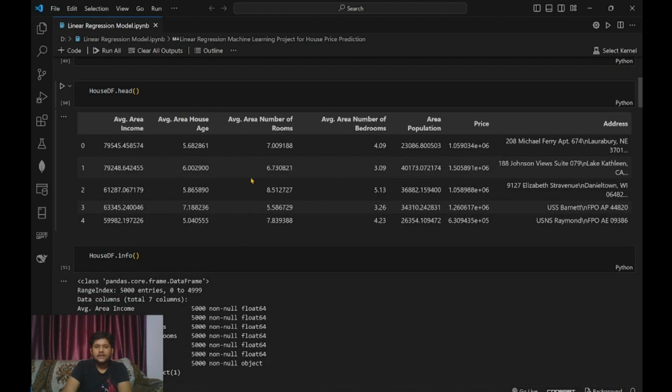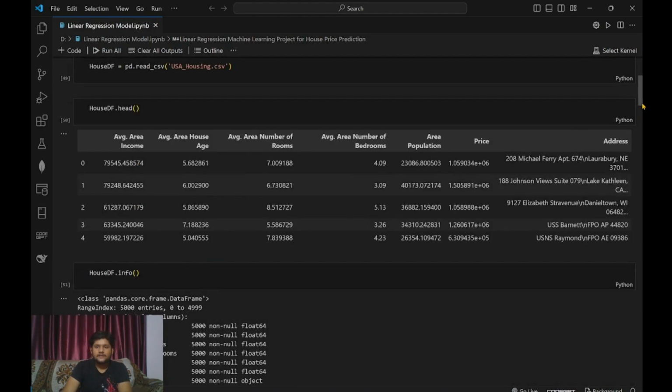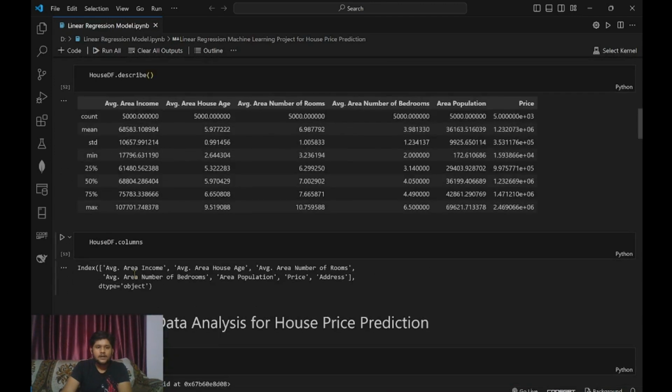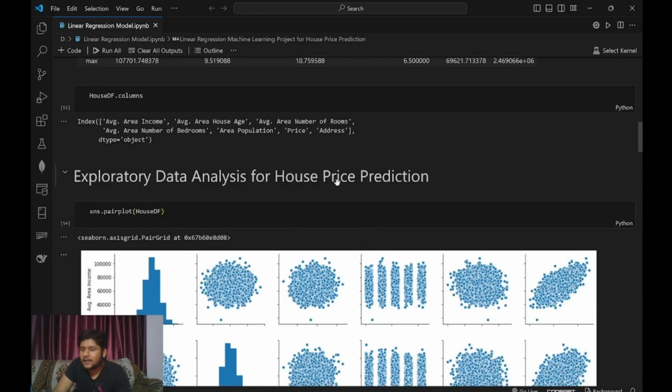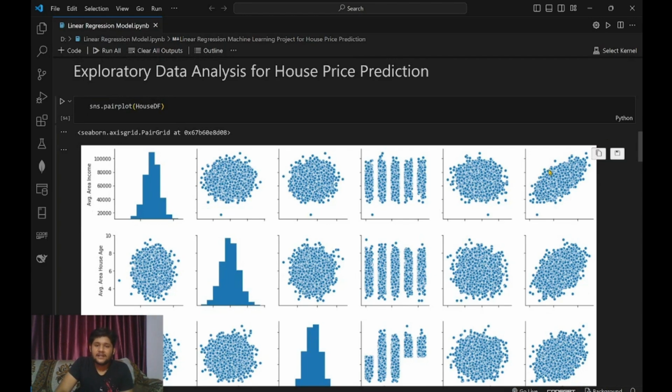This is the description of the statistics, which is basically done to study the data. These are the columns in the data. These are basically the features that are there in the data, like the number of rooms, the income, the population, the price, the address. We then performed EDA, exploratory data analysis, on this to study the data in a deeper way.